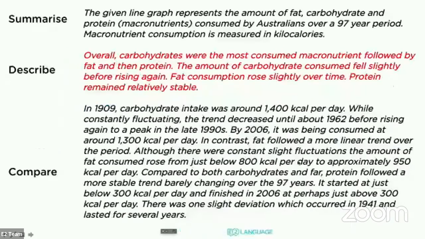No, I'm going to go back. I want to read this again. So this is my first sentence. I said, overall, carbohydrates were the most consumed macronutrient, followed by fat and then protein. The amount of carbohydrate consumed fell slightly before rising again. Fat consumption rose slightly over time. Protein remained relatively stable. Very clear, very simple descriptions of each of those trends.